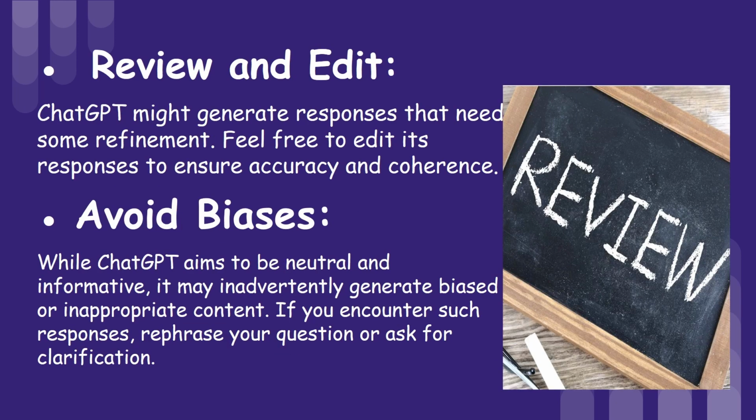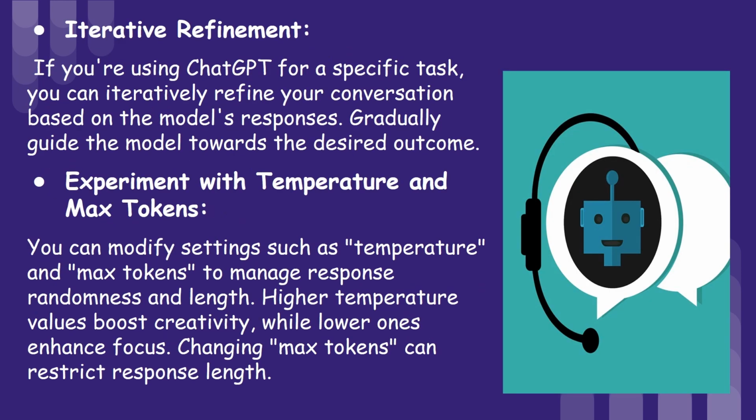Review and edit. ChatGPT might generate responses that need some refinement. Feel free to edit its responses to ensure accuracy and coherence. Avoid biases. While ChatGPT aims to be neutral and informative, it may inadvertently generate biased or inappropriate content. If you encounter such responses, rephrase your question or ask for clarification. Iterative refinement. If you're using ChatGPT for a specific task, you can iteratively refine your conversation based on the model's responses. Gradually guide the model towards the desired outcome.